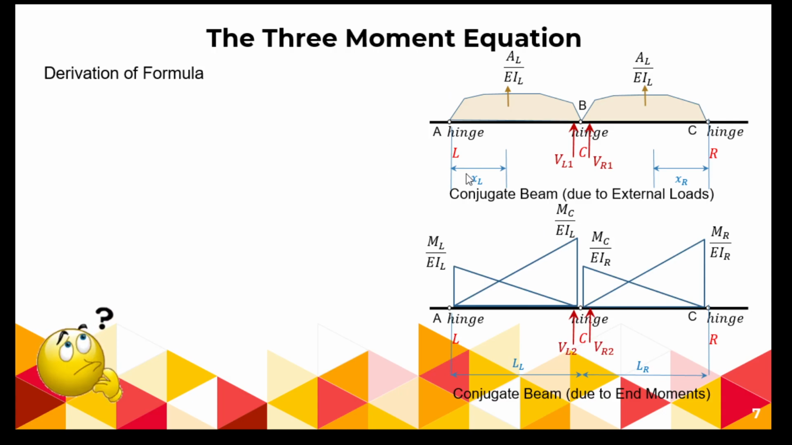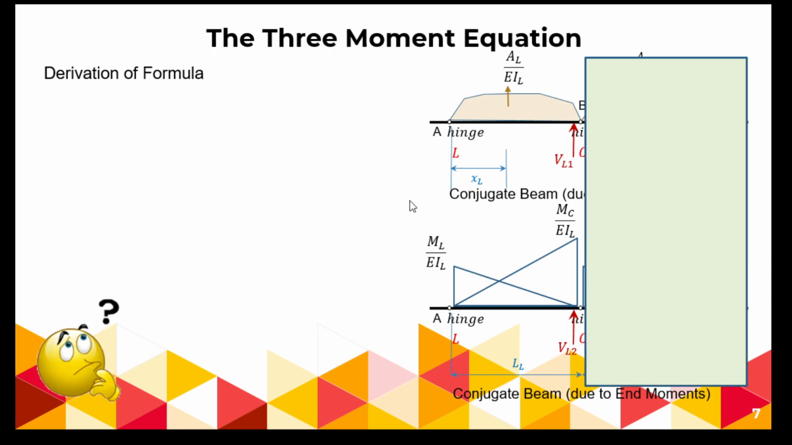So the conjugate beam due to the external loads is given by this figure, and the conjugate beam due to end moment is given by this figure na. So gin-transpose na lang. So with that, kagay na to nga drawing ta, let's say, tabunan ta siya anay. Para hindi maglibog ulo nyo.